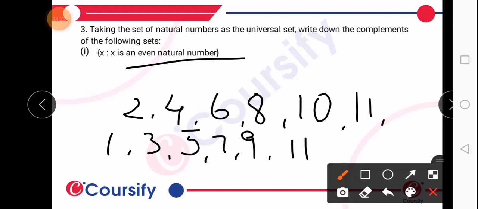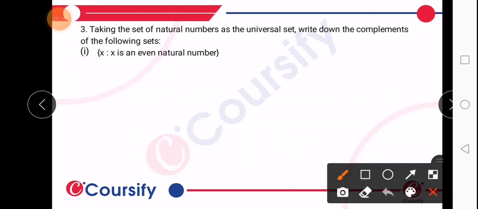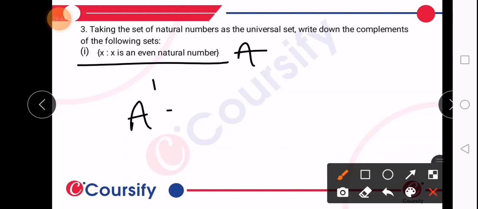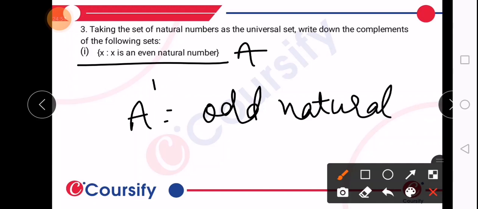Now, in simple terms, we can say that if there is an even natural number, and we remove it from the set of natural numbers as the universal set, we get, let's say if this was a set A, then the complement of set A would be the set of all odd natural numbers.